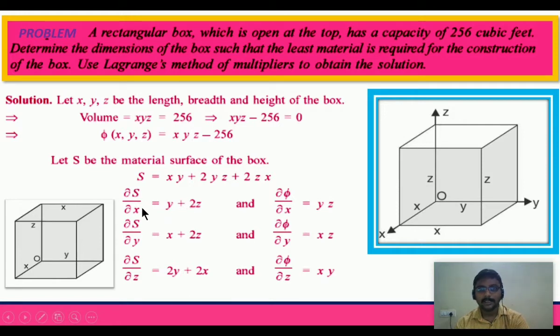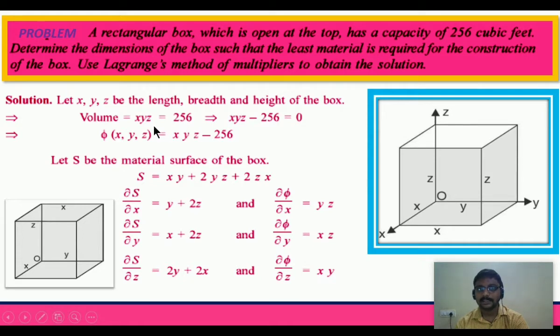Now, obtaining the partial derivatives of s with respect to x, ∂s/∂x is y plus 2z, because while differentiating partially with respect to x, we have to keep y, z as constant. Similarly, we have to obtain ∂s/∂y, ∂s/∂z, and we will have phi. So phi is a volume, that is volume xyz is 256, because the volume is given by length into breadth into height.